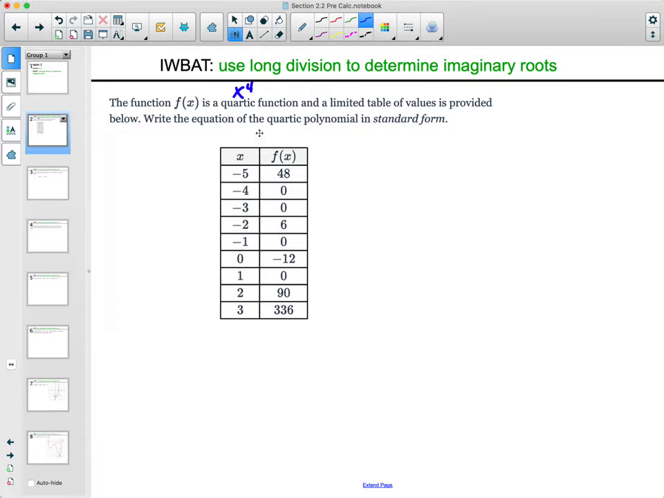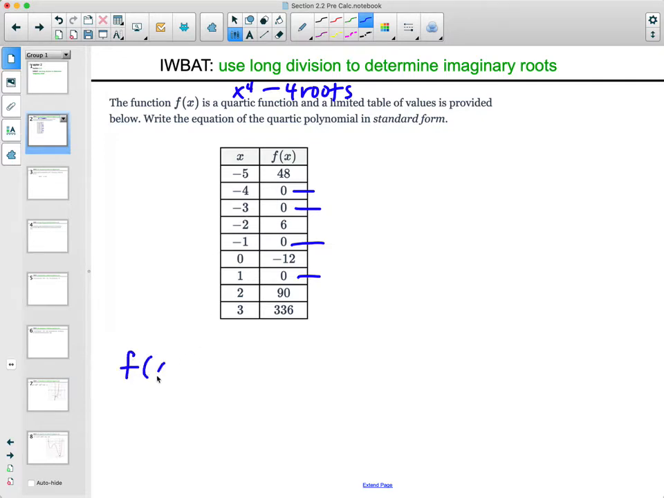And a limited table of values is provided. Write the equation of the quartic polynomial in standard form. So one thing that we should know about a quartic polynomial, since it's a degree 4, is that it should have 4 roots, or 4 zeros. So we should see 4 x values that we get 0 back for our function. If we do see 4, then we have them all in the table, and that's good. Then we just need one other point to help us write the overall polynomial.